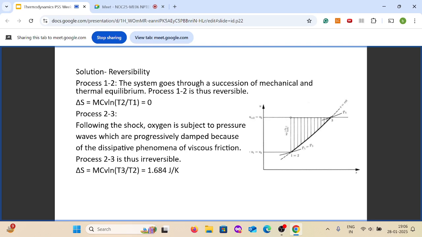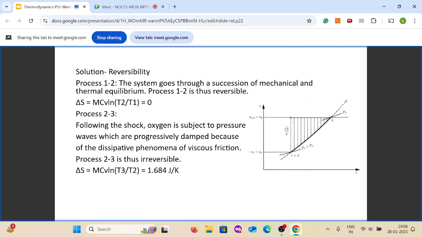So that's the main idea. The tricky part here was the energy dissipating, where that energy is going. So that was the tricky part here. Next is whether this process is reversible.